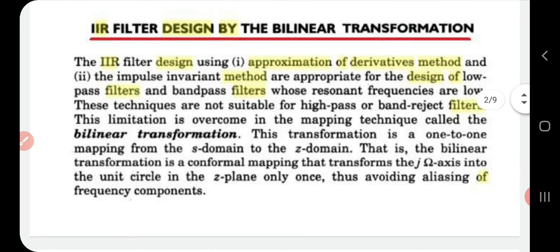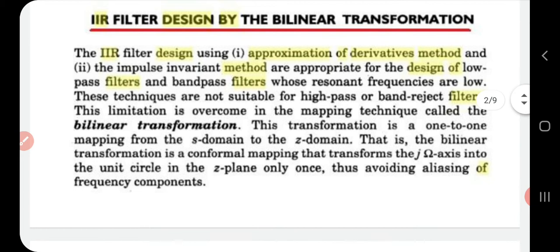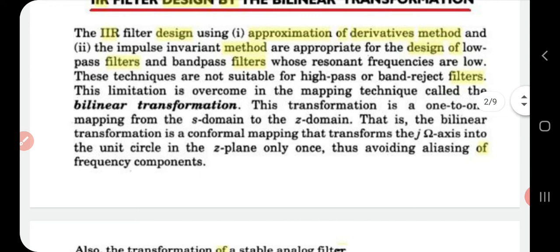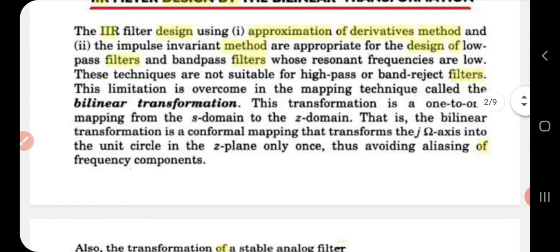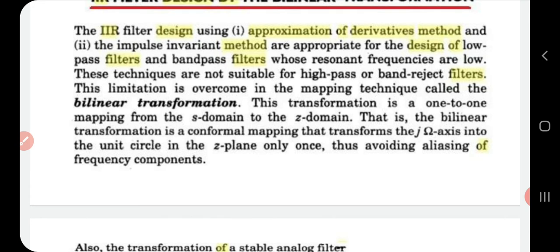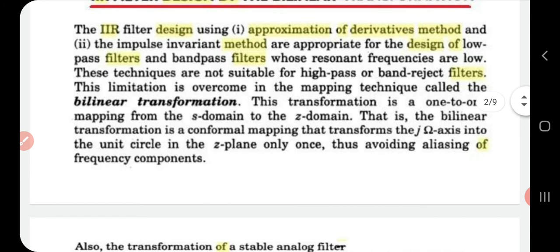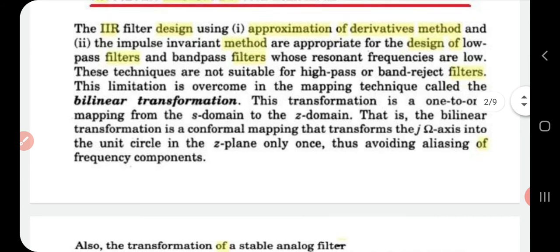So in order to overcome this difficulty, we have a new mapping technique called the bilinear transformation. This is a one-to-one mapping from the S domain, that is the analog system, to the Z domain, that is the digital system. The bilinear transformation is a conformal mapping that transforms the j omega axis in the S plane into the unit circle in the Z plane only once. This mapping is done only once, and that's why we call it a one-to-one mapping. This avoids aliasing of frequency components.